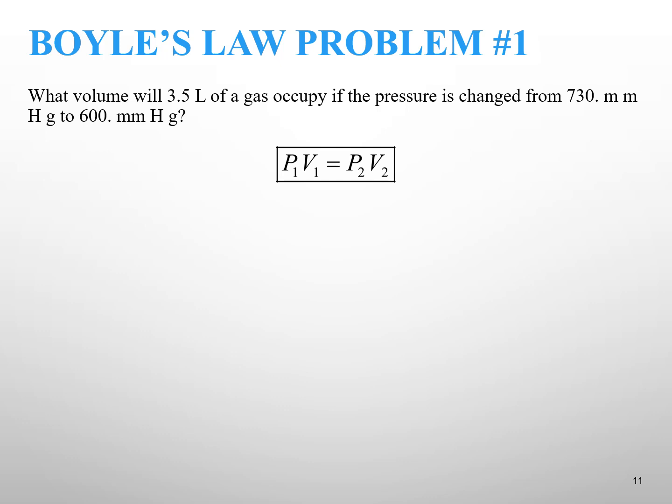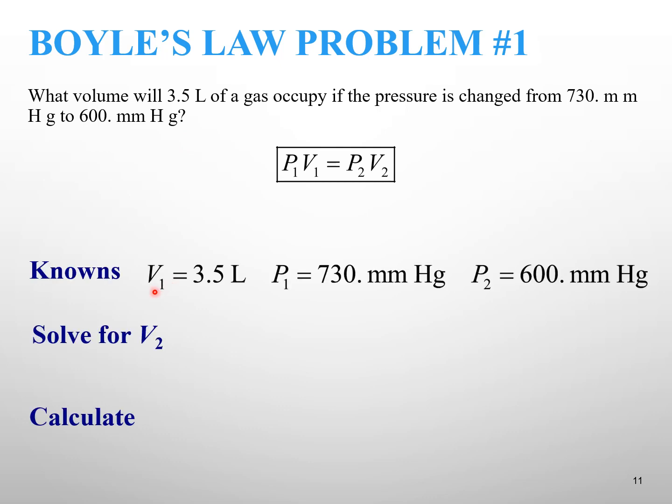Alright, let's start with the first problem for Boyle's Law. We will be using P1V1 equals P2V2. So this is for Boyle's Law. You have to remember P1V1 equals P2V2, where P is pressure, V is volume. It says here, what volume will 3.5 liters of a gas occupy if the pressure is changed from 730 millimeters mercury to 600 millimeters mercury. So let's take a look at what we know so far. We know that the first volume is 3.5 liters. The first pressure is 730 millimeters mercury. And they say, let's change the pressure to 600 millimeters mercury.